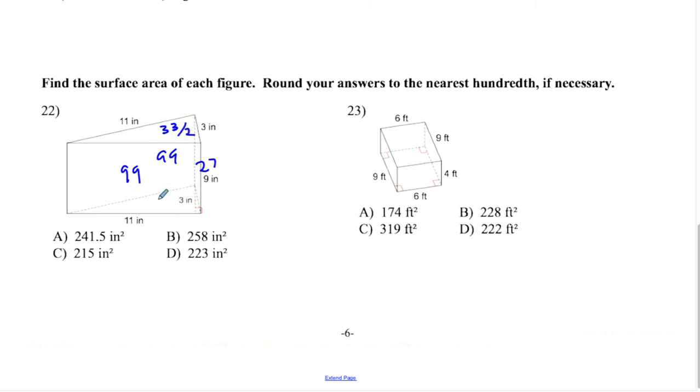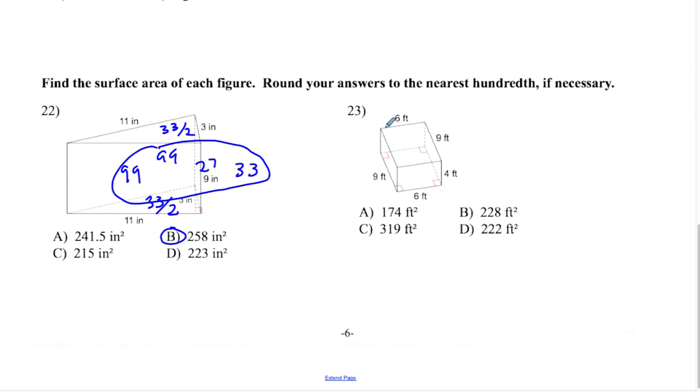And this triangle down here is exactly the same, 33 over 2, which means if I add up 33 over 2 plus 33 over 2, it just adds up to 33. So really, I just have these 4 numbers, because 33 is 33 over 2 twice. So those 4 numbers added up, and you should get 258. I think B is the answer. I can check my solution guide in a sec.